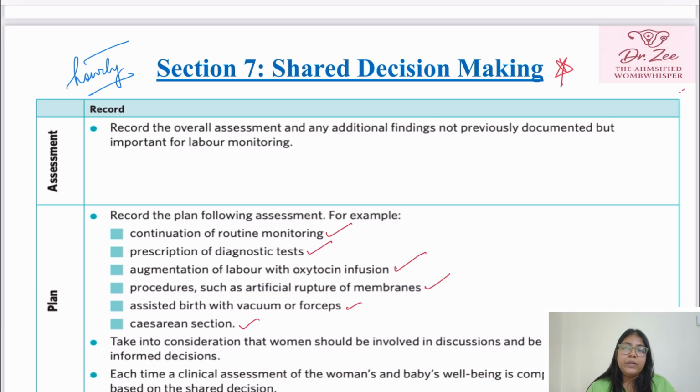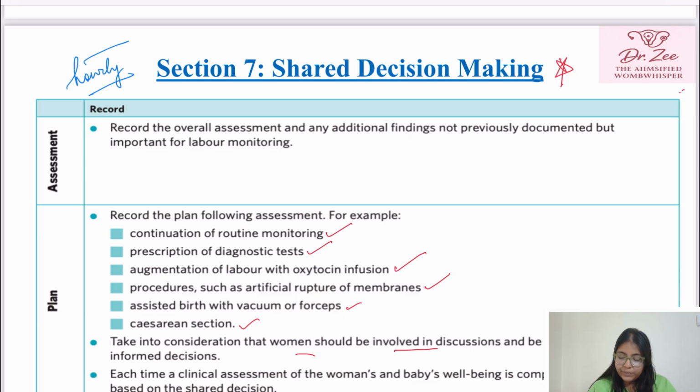So whatever plan you make, you just write it there and take into consideration that the woman should be involved in the discussion. It is not that you and your colleague are just talking among yourselves and you make the plan. You should tell the patient that this is going wrong, this is what we are going to do, we are putting you in left lateral, we will start IV fluids, but even after doing that things are not settled, so we are going to do cesarean section so that it is safe both for your baby and you.